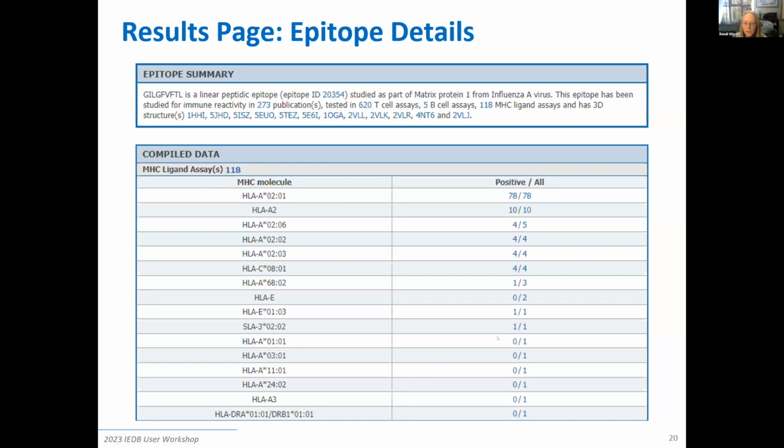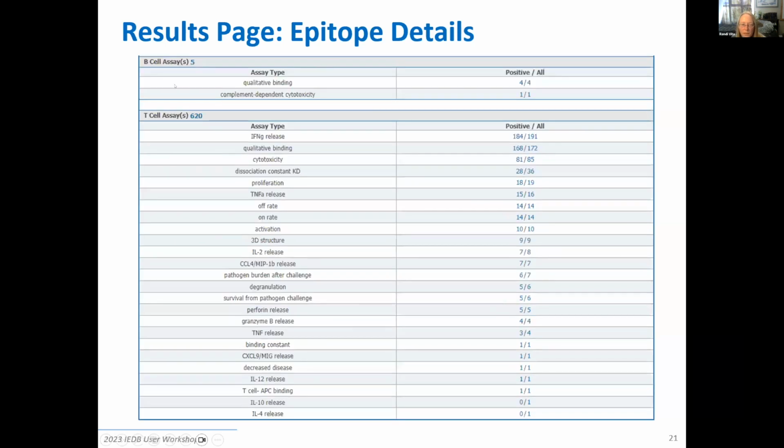Where some of these others, and we had a question earlier about negative data, if it's only been tested once and was negative, you may not want to conclude it doesn't bind A0101, but if it was tested 30 times and was negative every time, you definitely would want to make that conclusion. And this epitope had very few B cell assays, and a lot of T cell assays because it's a well-known T cell epitope. It definitely works really well to produce interferon gamma in many different contexts. But some of these others were only tested a few times, so we don't really know for sure.